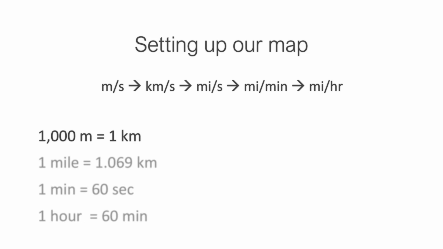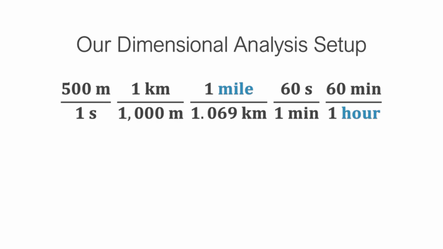Here are the conversion factors we use. There are 1,000 meters in 1 kilometer. 1 mile is 1.069 kilometers. 1 minute has 60 seconds, and 1 hour has 60 minutes. Our dimensional analysis problem is set up like this.